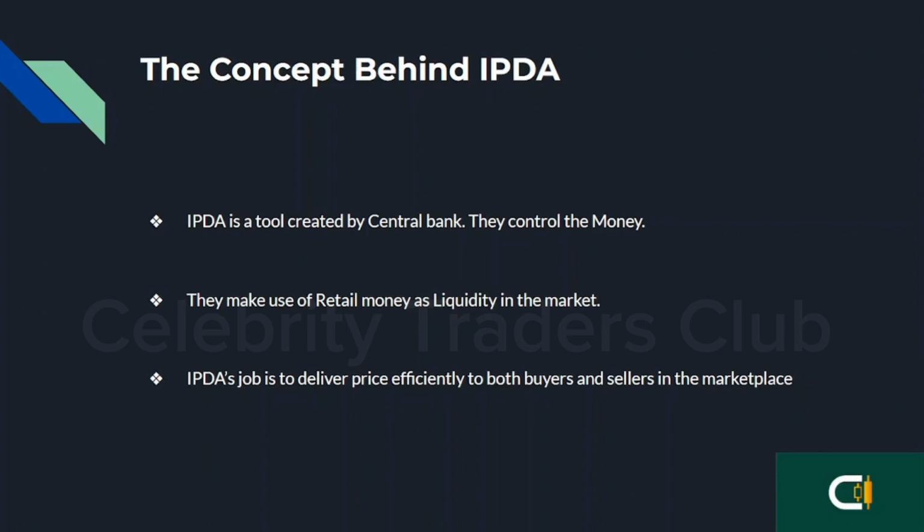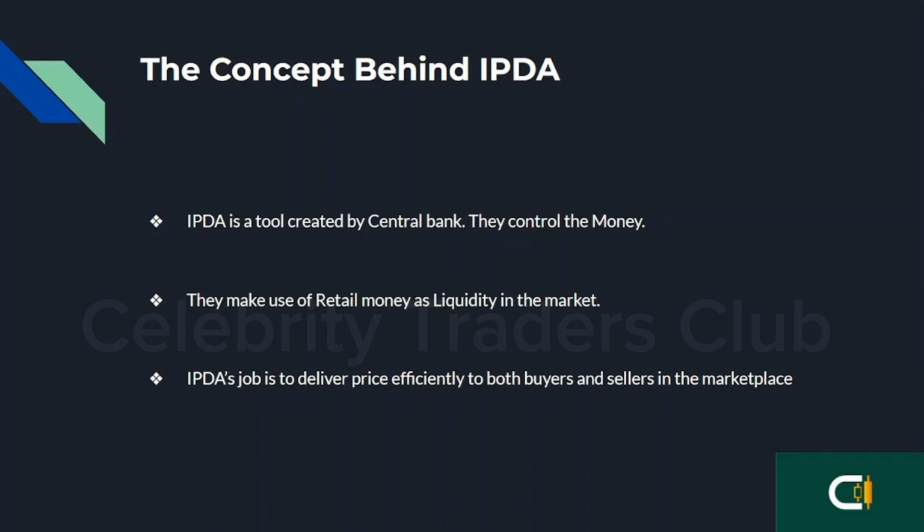Since they own the money, it means they can set the price of the money, and price is dictated by IPDA. See, it's not your buying pressure or your selling pressure that moves the market. It's not supply and demand. Basically, it's the central bank that controls the forex market. You get me? They are the clearing houses. There are a whole lot of things that you don't know that are going on behind the scenes. Central banks are the owners, and they created IPDA.